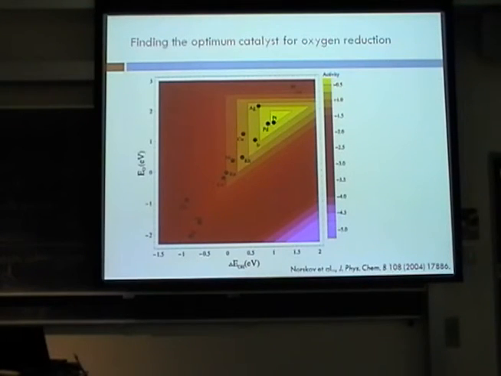And the way that a lot of people have been looking at this reaction is in terms of the volcano plots that we talked about yesterday with Sabatier's principle. The idea here is that if adsorbates like atomic oxygen and hydroxyls that are formed during the reaction are adsorbed too strongly, then again they're going to choke off the surface and the reaction is not going to be able to proceed, just like we talked about yesterday.